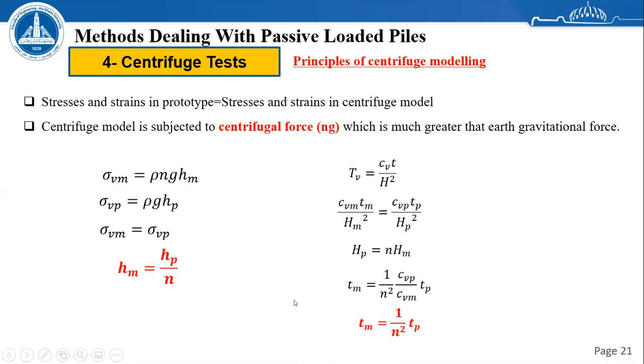So using the centrifuge model, we can simulate the prototype at a reduced scale by subjecting the model to a centrifugal force, which is much greater than the Earth's gravitational force. And we can use it in the consolidation analysis, as we need less time than in the prototype scale.